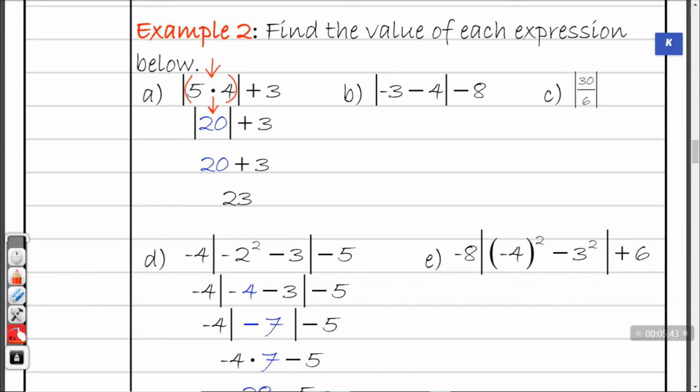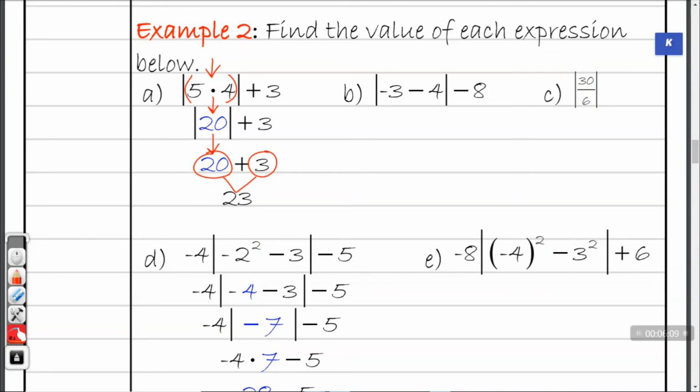Once we have one number inside our absolute value bars, we then take the absolute value of that one number and pull it outside of our absolute value bars, in this case, 20. And then we can continue on with the rest of the expression, in this case, taking the term 20 and the term 3 and adding them together to get 23. All right, take a look at example B. I want you to try B on your own and see how you do.